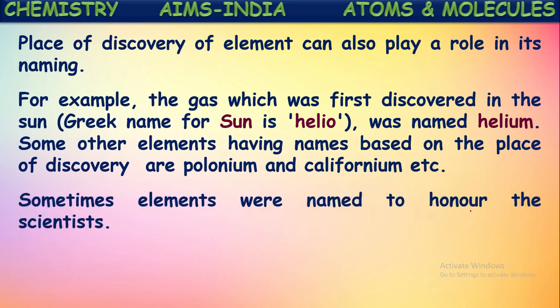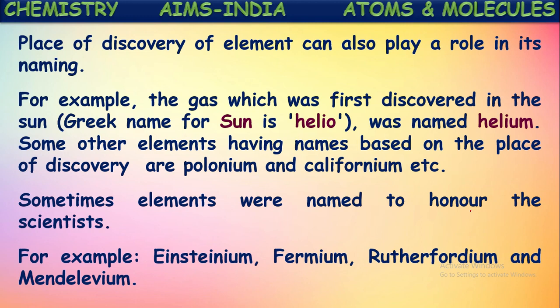For some elements, names were given to honor the scientists who discovered them. For example, einsteinium, fermium, rutherfordium, bohrium, mendelevium, and curium. These are the elements which are named after the scientist who discovered them, to honor them.